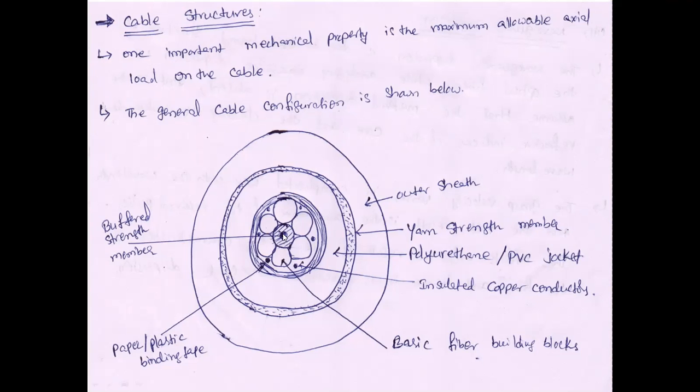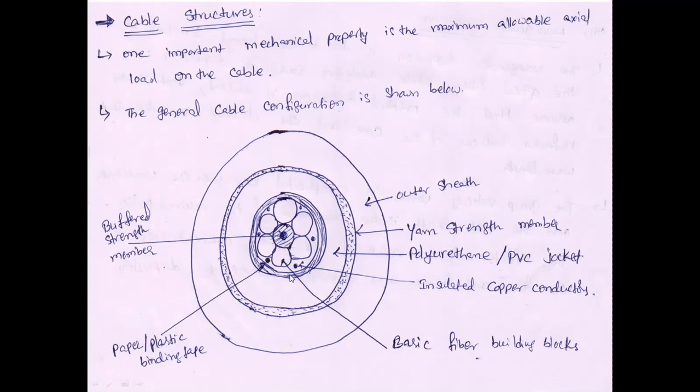At the center, we are using 6 optical fibers bunched together. Once 6 fibers are bunched together, at the center we are using a buffer strength member. The strength member is the center one. Around it, we fix the 6 optical fibers, the basic fiber building blocks. After this, to protect between 2 optical fibers, we are using either paper or plastic binding tape. This is the binding tape.